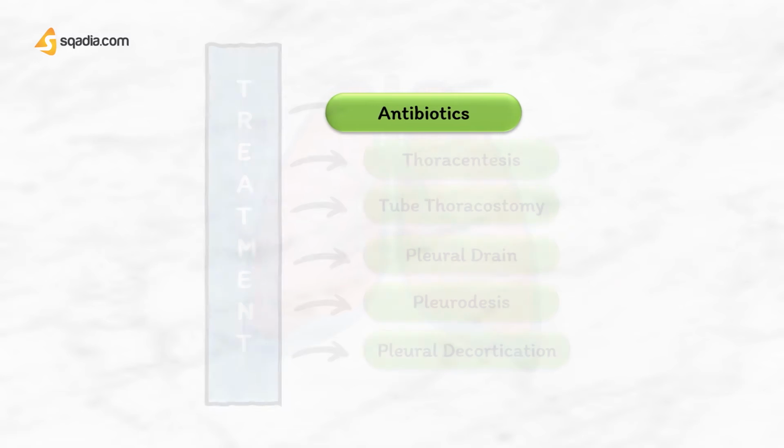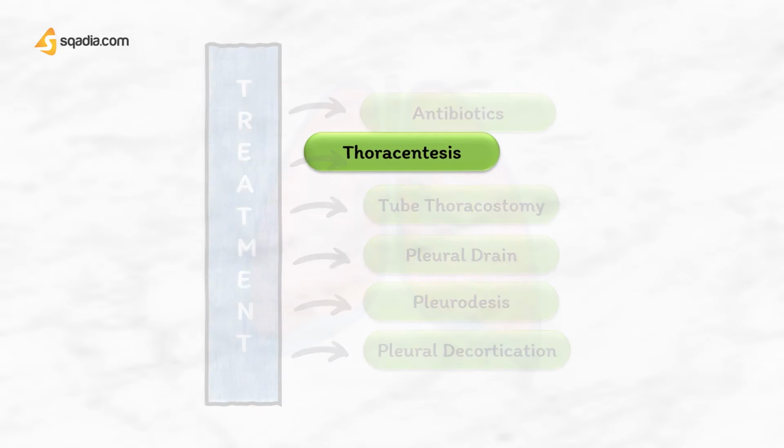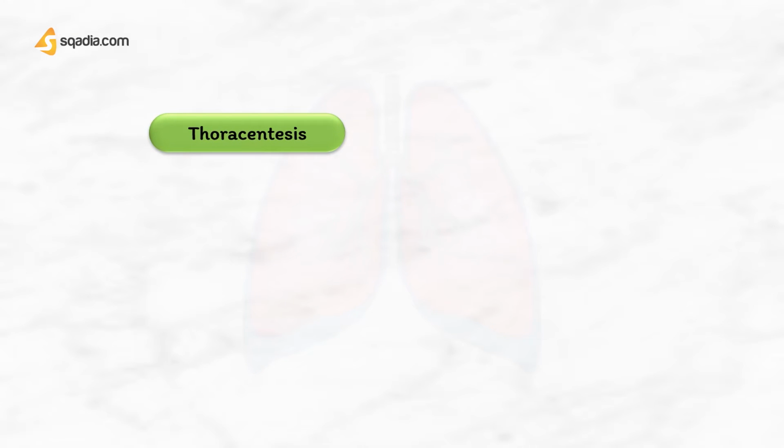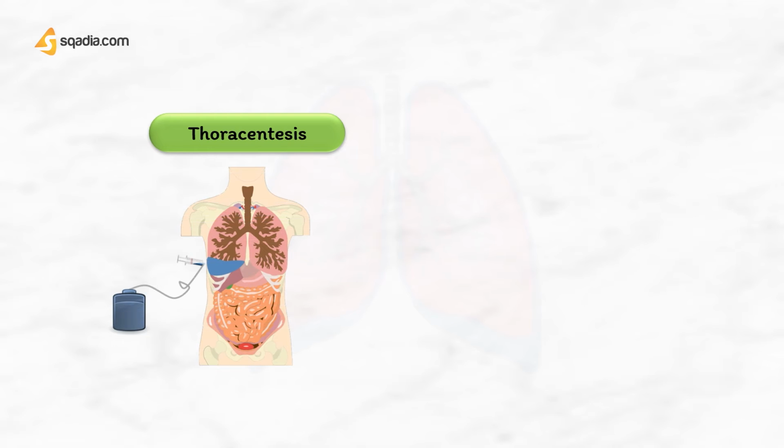Next is thoracentesis. In this procedure, pleural fluid is removed from lungs by inserting a needle into the chest cavity and suctioning the fluid into a syringe. This is used to get rid of excess fluid as well as to diagnose the type of fluid and its cause. In case of large effusion, more fluid is extracted to ease patient symptoms.